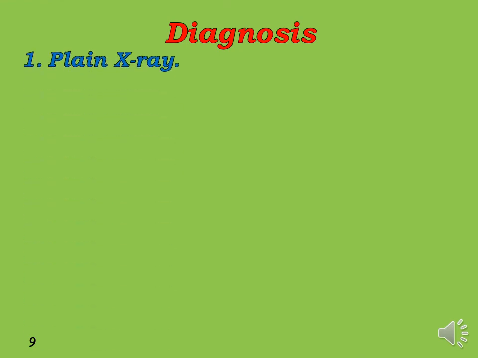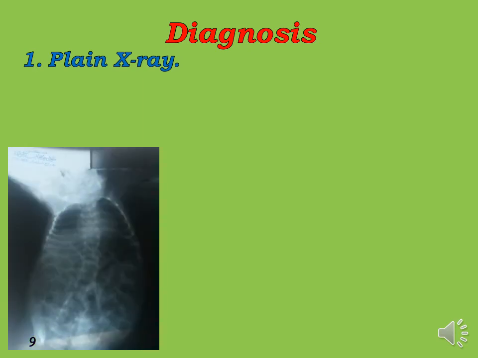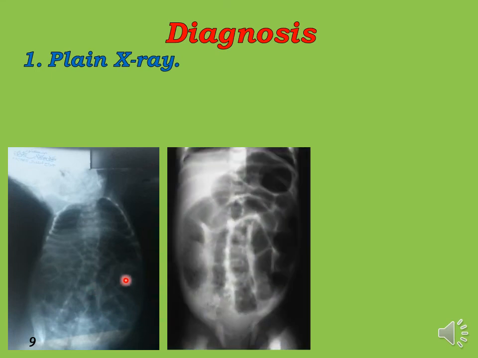The diagnosis is usually by plain X-ray, which may reveal non-specific findings of neonatal intestinal obstruction, just gaseous distension of the bowel, distended small bowel, with no specific clue to the diagnosis. Or we may see a soap bubble appearance, one of the radiological signs of neonatal intestinal obstruction.